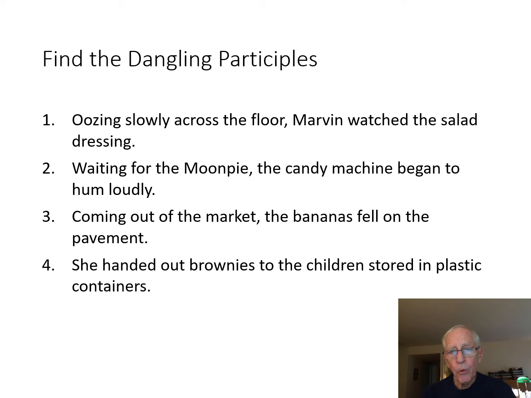Participles have an important modifying function in sentences. But you got to be careful that the participles are close to the nouns that they modify. If they are not, you end up with a problem called the dangling participle. Look at number 1. Oozing slowly across the floor, comma, Marvin watched the salad dressing. Now, oozing slowly across the floor is a participial phrase, and it modifies something. Here it looks like it modifies Marvin, because Marvin's the closest noun to it.